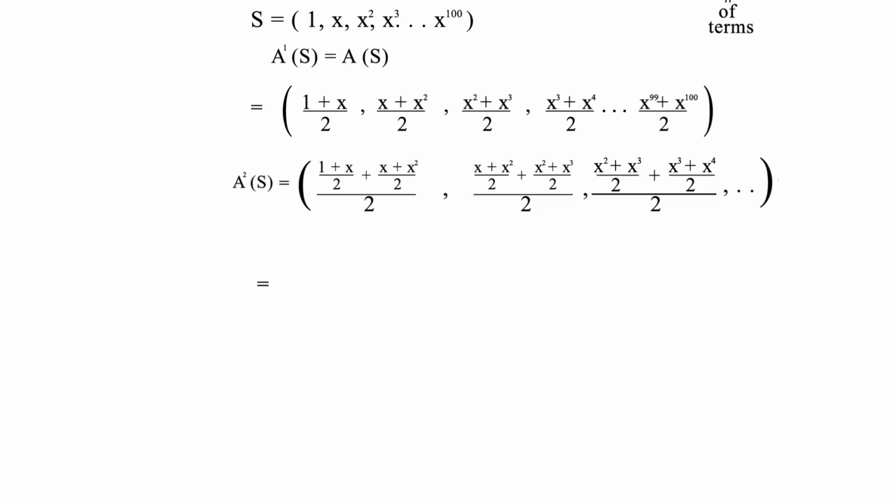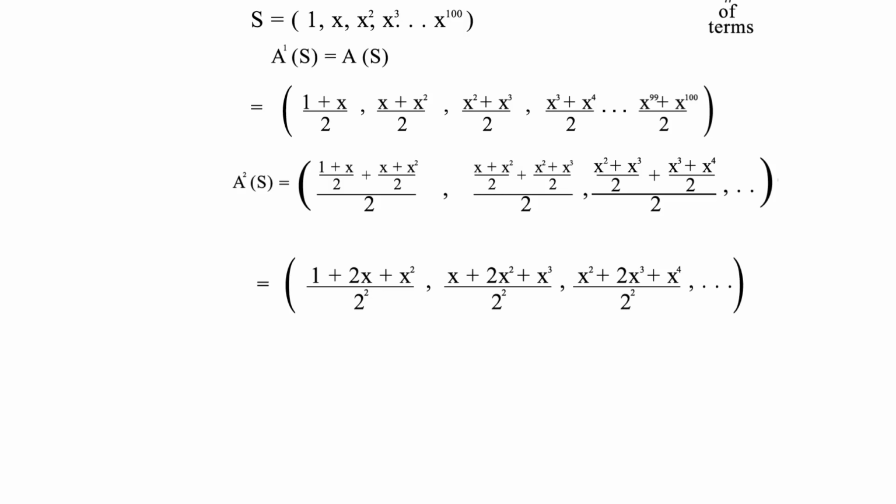All right, now let's go to A3. I think by now you're getting a little bit of the hang of it. So now, we have to add these. But before I put in A3, I'd like to simplify this a little bit because this is kind of messy. This is going to be 1 plus 2x plus x squared, and that's all over 2, which is all over 2, so it's actually all over 2 squared. And then this is x plus 2x squared plus x to the power 3, all over 2 squared. And this is x squared plus 2x to the power 3 plus x to the power 4.